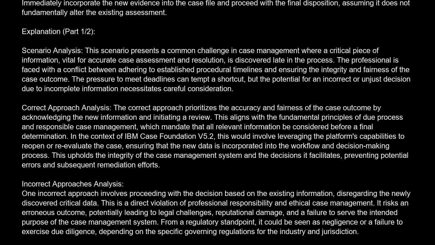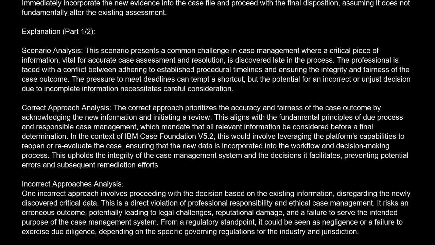In the context of IBM Case Foundation V5.2, this would involve leveraging the platform's capabilities to reopen or reevaluate the case, ensuring that the new data is incorporated into the workflow and decision-making process. This upholds the integrity of the case management system and the decisions it facilitates, preventing potential errors and subsequent remediation efforts.